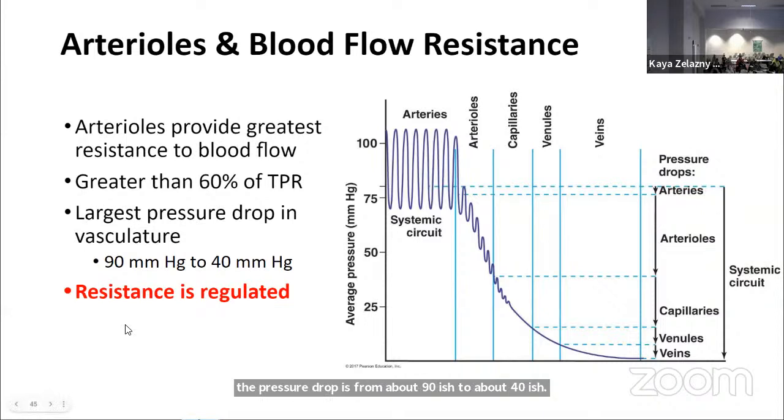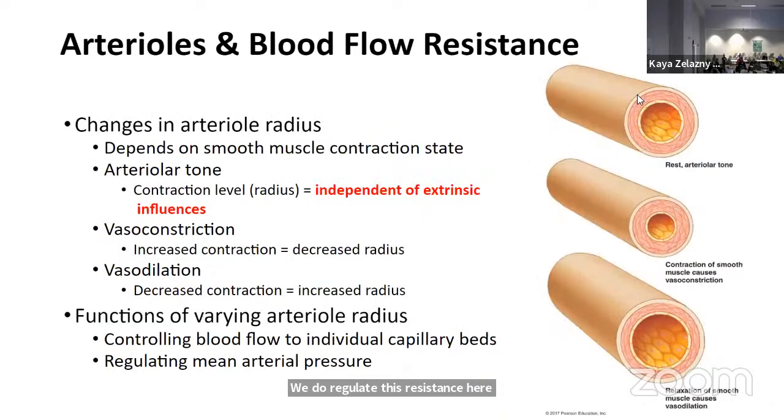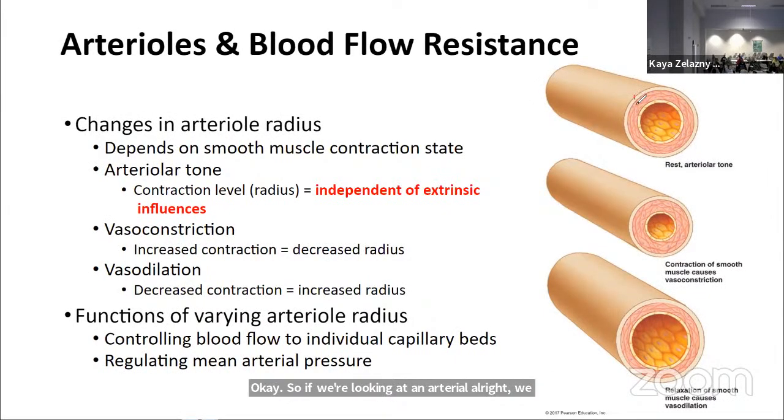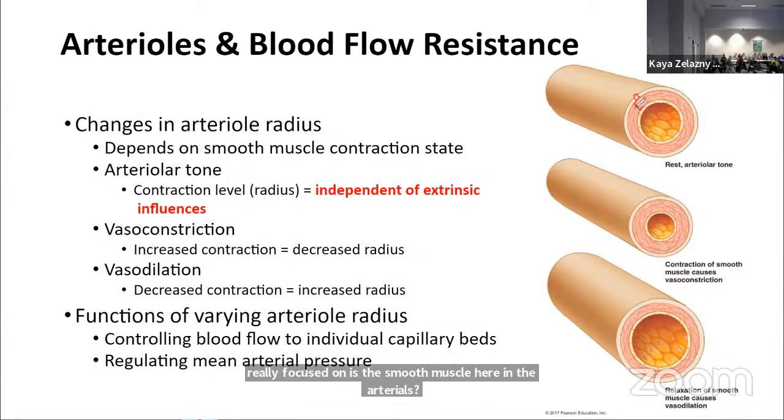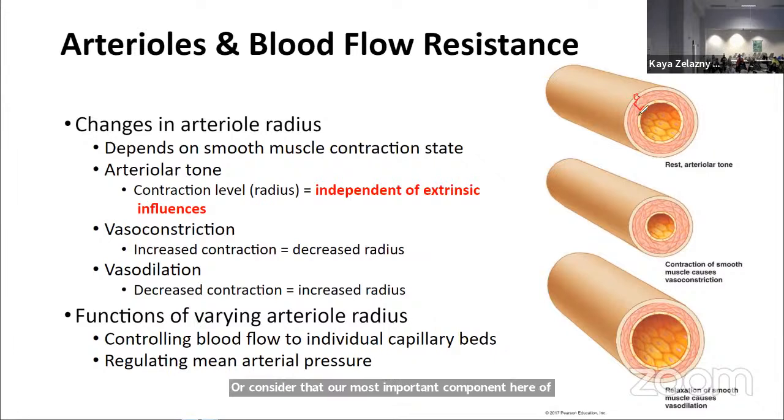We do regulate this resistance, specifically almost entirely in the arterioles, which is why we're focusing here. Okay, so if we're looking at an arteriole, we have this outer fibrous connective tissue layer, maybe a little elastic. What we're really focused on is the smooth muscle here in the arterioles. I would consider that our most important component of our arterial wall. We also have a little endothelial layer lining the inside.